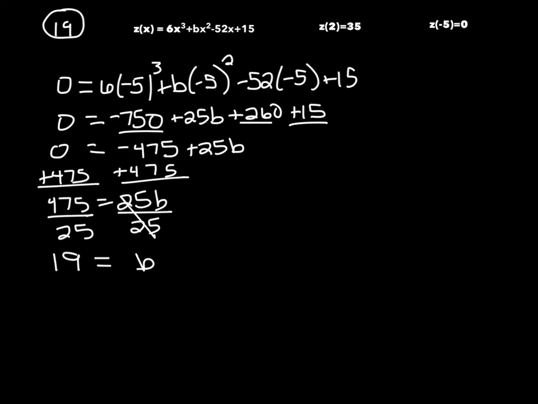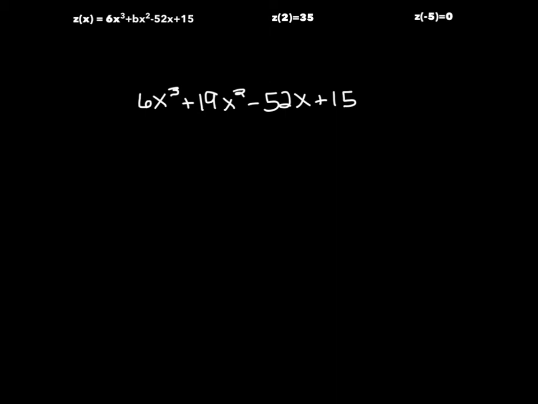So if we go back to our original function here, what we can do is replace this b with a 19. So it'll look just like this. All right, so we have our function here with the b being replaced with the 19. In order to find the zeros, we're going to need to factor this. Now, by looking at it, even if you tried to group it, the factors aren't going to come right out to you.